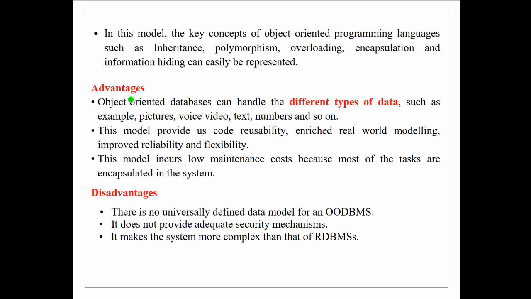Let's now discuss the advantages of this model. Object-oriented database can handle different types of data such as pictures, videos, text, numbers and so on. And this model provides code reusability, enriched real-world modeling, improved reliability and flexibility. And this model incurs low maintenance cost because most of the tasks are encapsulated in the system.